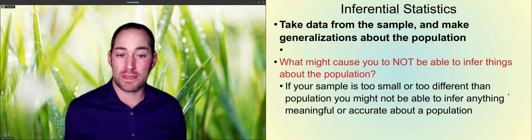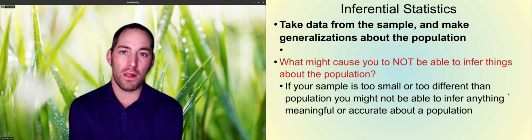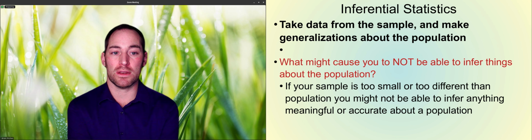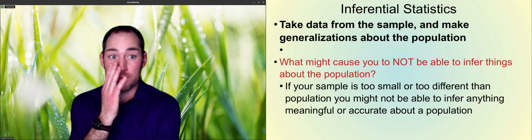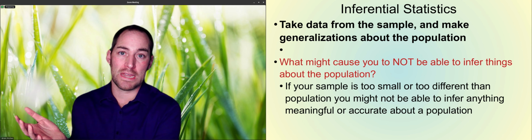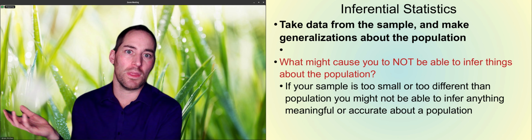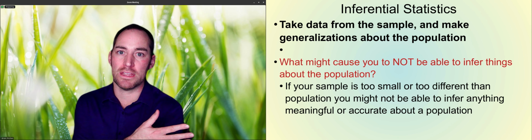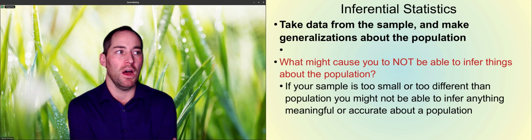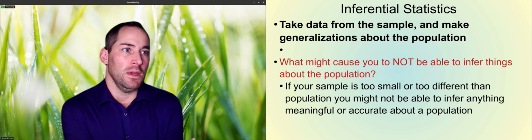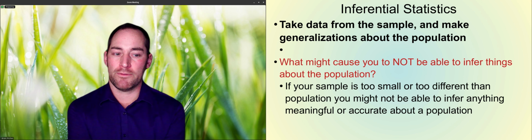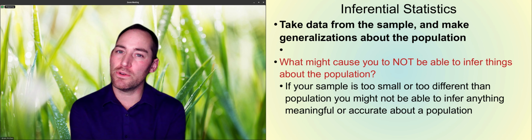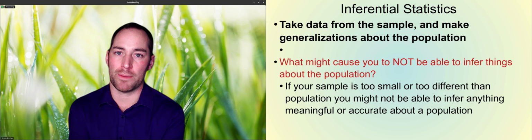So one of the big things is if your sample is too small or too different than the population, you might not actually be able to infer things, right? So let's say we took a random sample and somehow all of our random sample was older, like much older than the general population. Maybe all of our sample was different ethnicity on average than the general population. All of our sample had clinical depression. Versus the general population isn't everybody, right? So if your sample is too different, you probably can't infer something about the population.